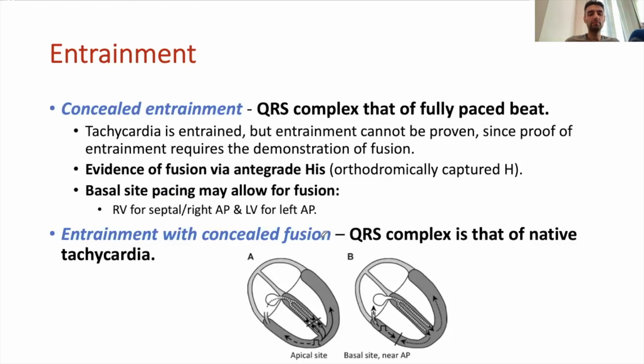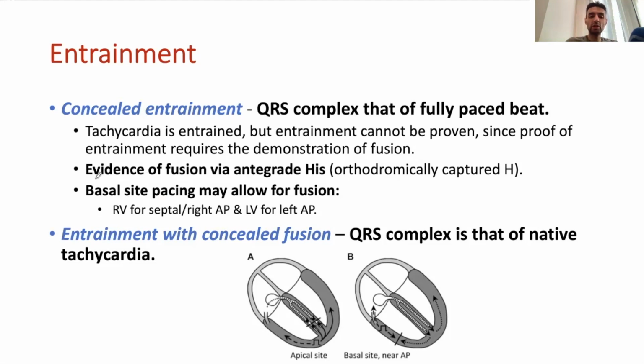So we said that I just showed examples of entrainment with concealed fusion, i.e. the QRS you're entraining with is exactly the same as the native tachycardia. And sometimes, if you are entraining with a QRS complex that is similar to the fully paced QRS, this is called concealed entrainment. Okay, so again, tachycardia is entrained, but entrainment cannot be proven because you cannot show fusion.